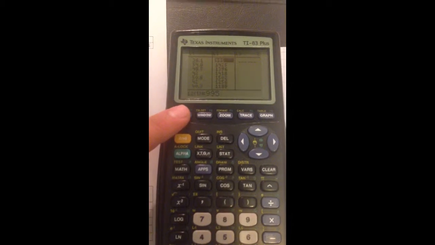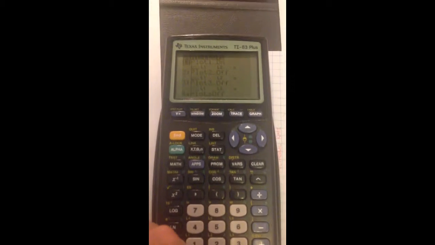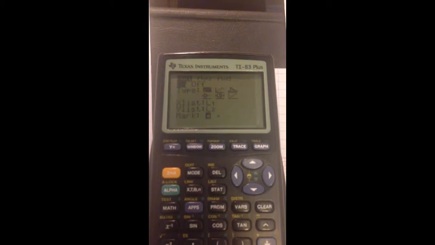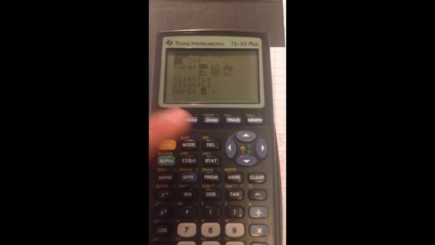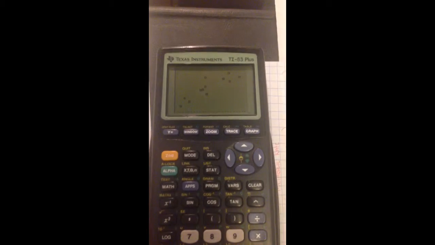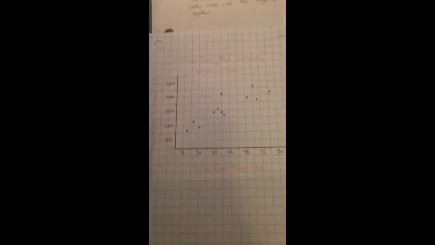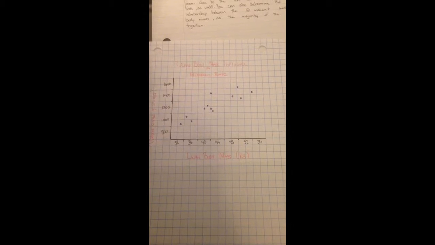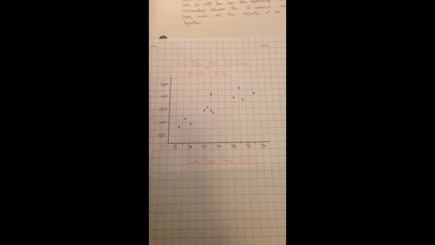After that, come over to second, y equals, Stat Plot, hit enter, and make sure your stat plot is on, with X list as L1 and Y list as L2. After that, go to Zoom 9, and that's going to make it into a scatter plot for you. I did the same thing over here, titled the graph "Lean Body Mass Influence on Metabolic Rates." Lean body mass is my x-axis, and metabolic rates are my y-axis.